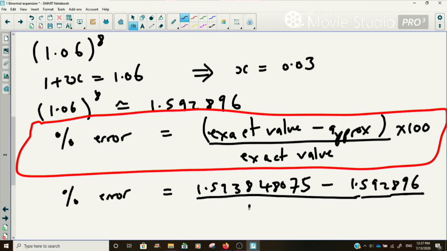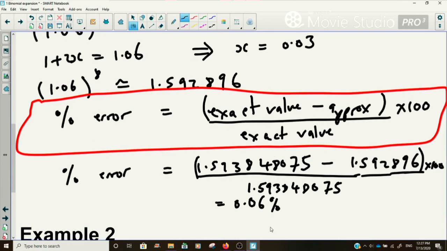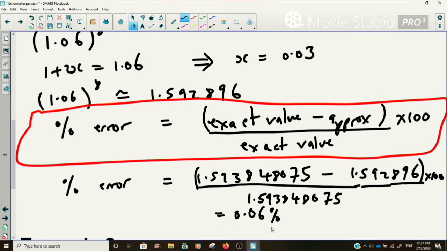Okay, and we're dividing by the exact value, 1.593848075, times by 100. And we get a value of 0.06%. So just by using 4 terms, we can actually produce an approximation which is accurate to 0.06%.